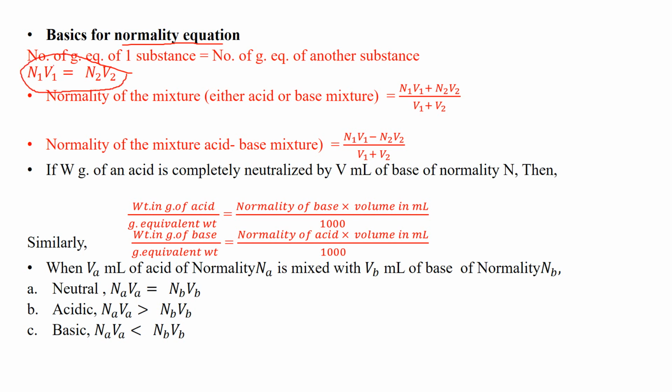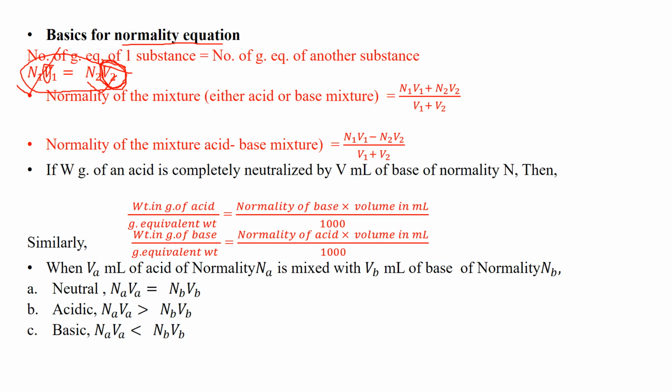If volume is kept in liters, then N1V1 is equal to the number of gram equivalent of either acid or base, and N2V2 is the number of gram equivalent of either acid or base, right? This V is the volume in liter, right? Volume should be present in liter to get the number of gram equivalent.